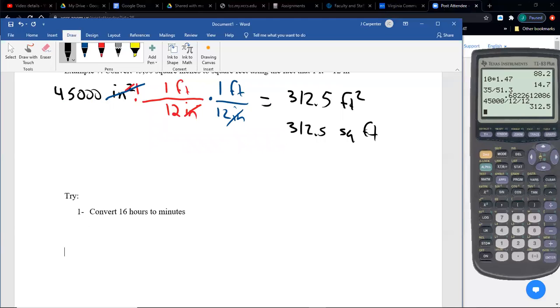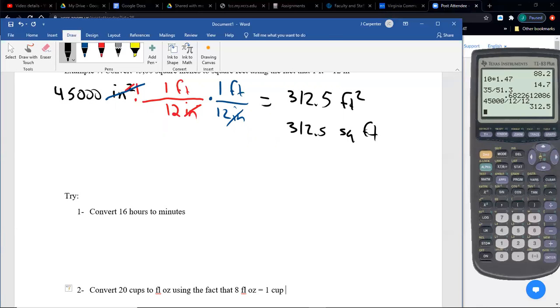And then for number 2, convert, let's go with 20 cups to fluid ounces, using the fact that 8 fluid ounces is equivalent to 1 cup.